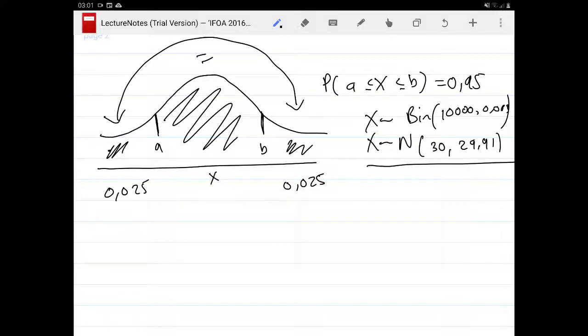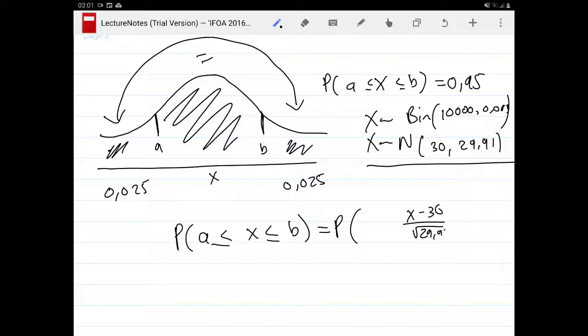So we standardize it. We say, okay, the probability that A is less than or equal to X, less than or equal to B, we just standardize our X, which means we take X, subtract our mean, and divide by the standard deviation, square root of 29.91. We're going to have to do the same thing to these values A and B, subtracting and dividing by a particular constant.